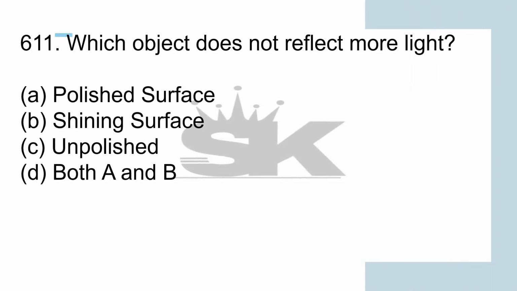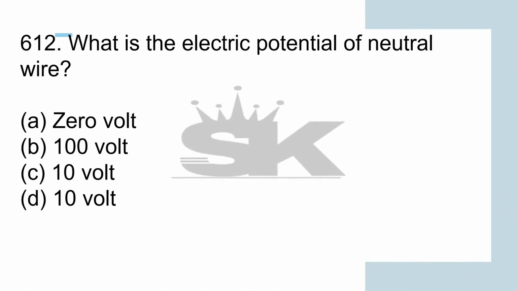Which object does not reflect more light? That is an unpolished object. What is the electric potential of the neutral wire? The neutral wire's electric potential is 0 volt.